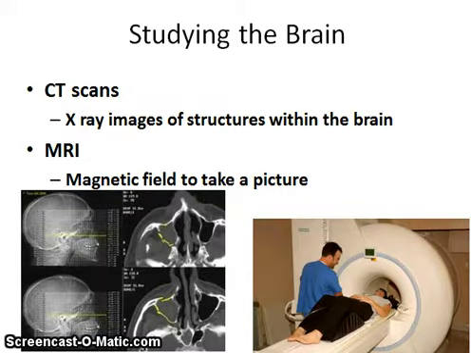So one of the ways we can do that is through looking at a CAT scan, which uses x-rays to create images of the structures of the brain, whereas an MRI, or magnetic resonance image, uses a magnetic field to take a picture of the brain. MRIs provide much greater detail than CAT scans.